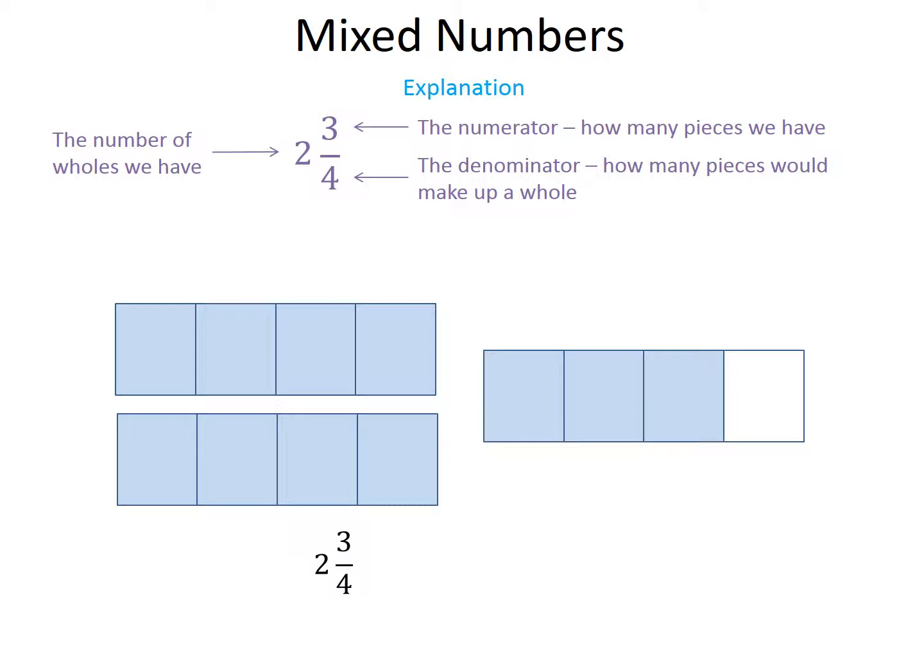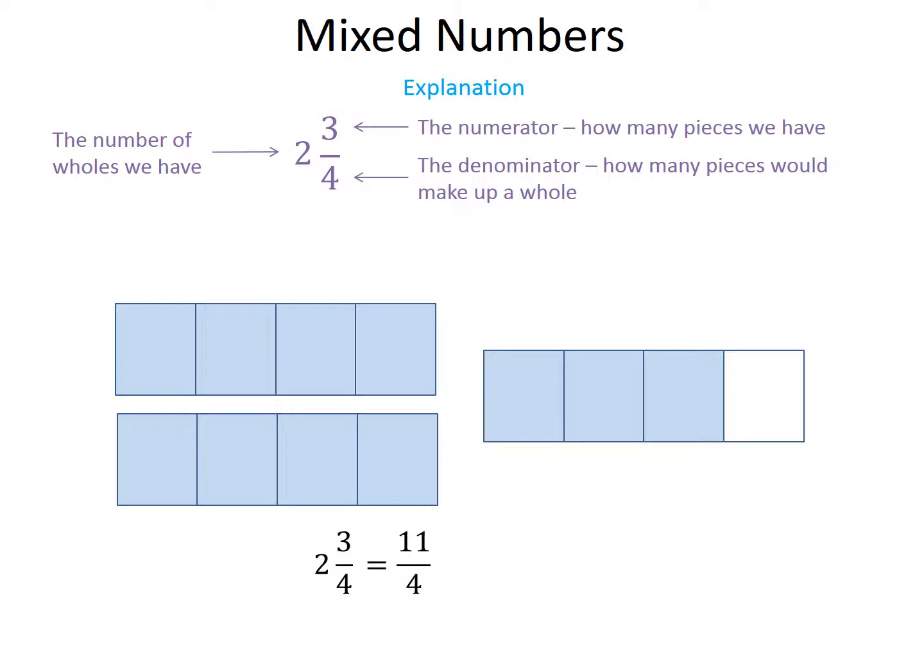Something I can do now is I can take 2 3/4 and I can make it into an improper fraction, because my denominator would be 4, because 4 pieces are making up a whole in each of them, and altogether there's 1 2 3 4 5 6 7 8 9 10 11 shaded in pieces. So that means 2 3/4 is the same as the improper fraction 11 over 4.